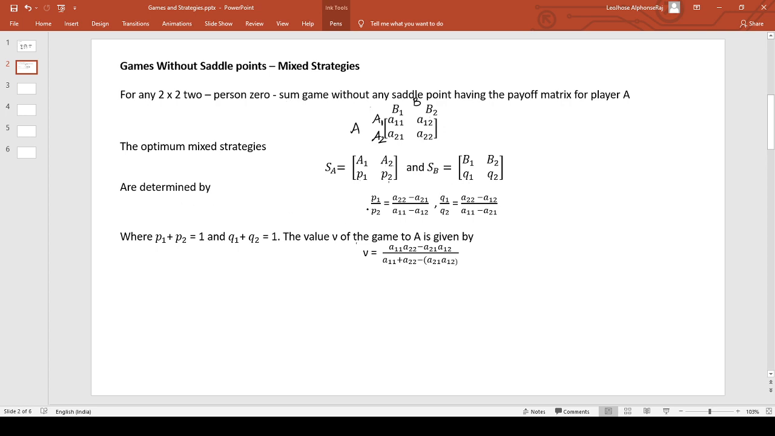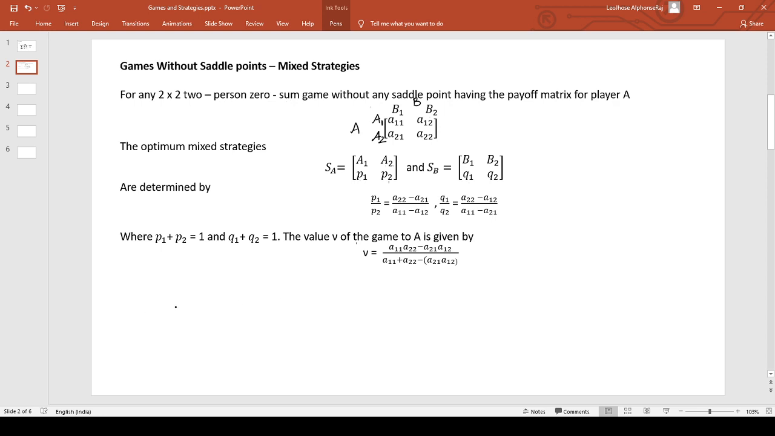You can determine the values of P1 and P2 using these quantities, where P1 by P2 is given as A22 minus A21 divided by A11 minus A12, and Q1 by Q2 has another identity. And we always know the sum of the probabilities is equal to 1. Here we have assumed for player A, P1 and P2, so P1 plus P2 is equal to 1 and Q1 plus Q2 is equal to 1, and the value of the game is given in this form. This is what we are going to derive in this theorem. So let us start the problem.